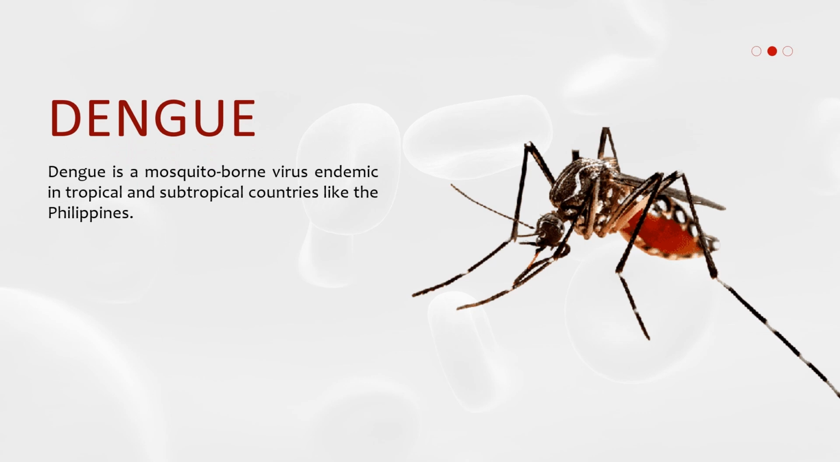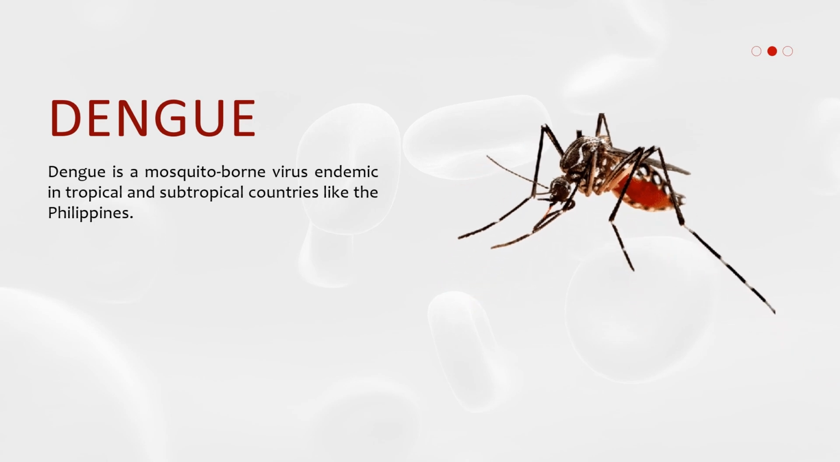Dengue is a mosquito-borne virus endemic in tropical and subtropical countries like the Philippines. Why? This is because high temperature, humidity, and unplanned rapid urbanization create ideal conditions for infected mosquitoes to spread the dengue virus. So, where does the virus come from?